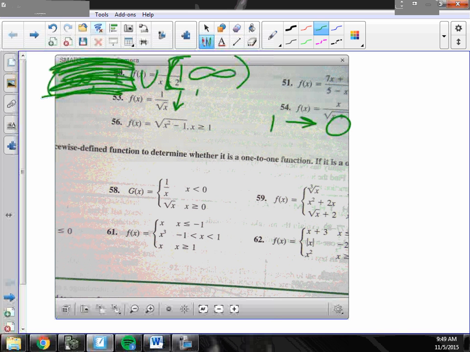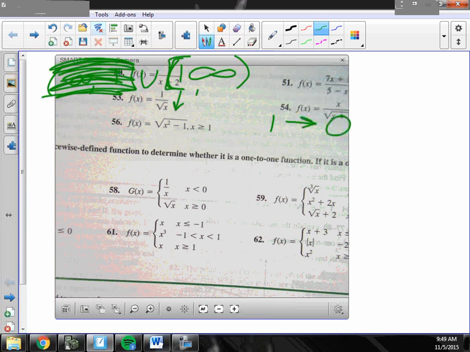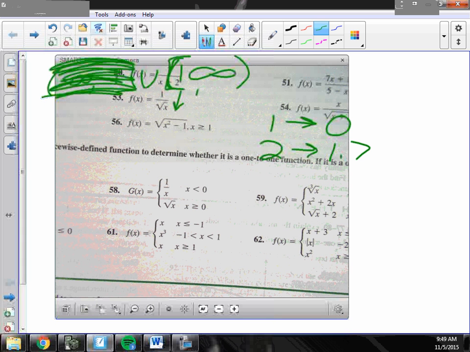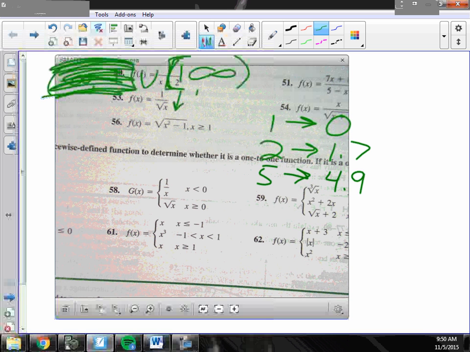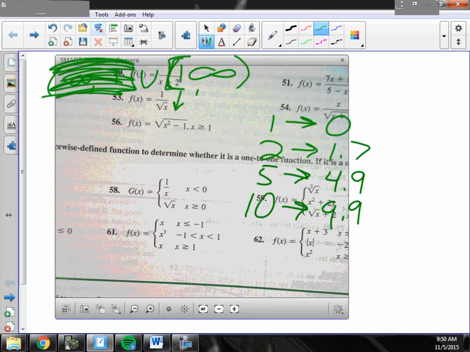What if I plug in 2? 2 squared is 4, and 4 minus 1 is 3, and the square root of 3 is like 1.7. All right, what if I plug in 5? The square root of 24, so 5 would give me like 4.9. What if I plugged in 10? Square root of 99, which is like 9.9. Do you see the pattern?